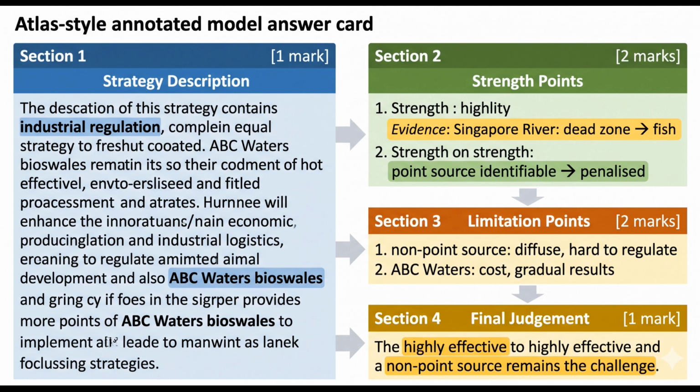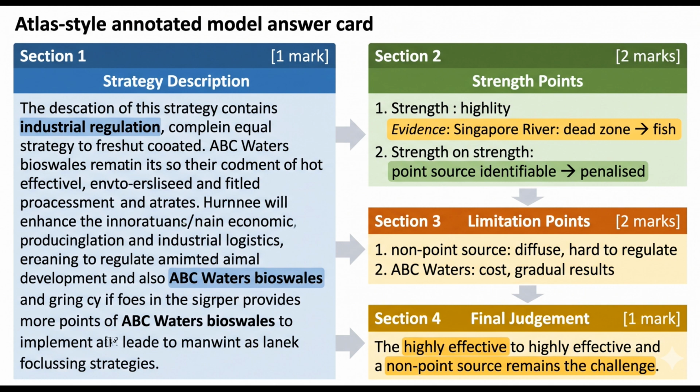Marks 2 and 3. Strengths. The Singapore River, once a biological dead zone in the 1970s, now supports fish, birds, and water recreation, demonstrating the long-term impact of sustained regulation. Industrial regulation is particularly effective because point sources can be identified, monitored, and penalized. Compliance is directly measurable. 2 strength ideas. 2 marks.